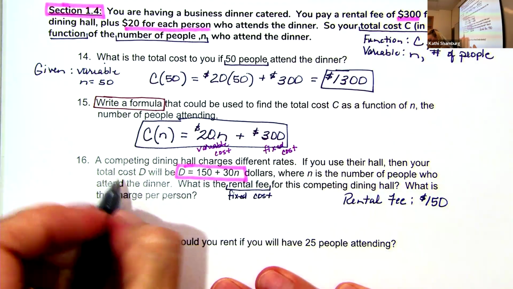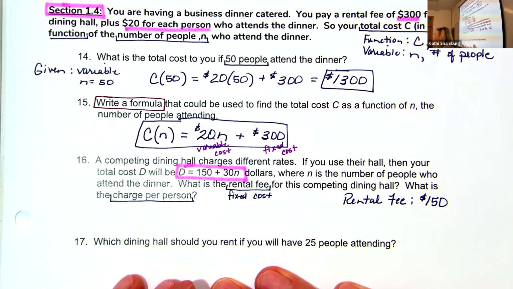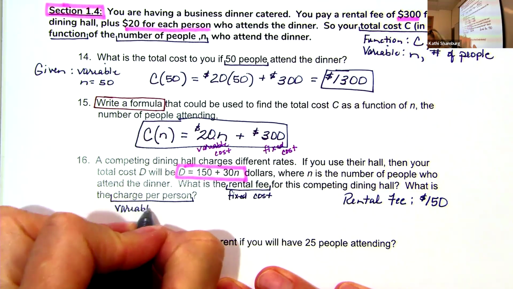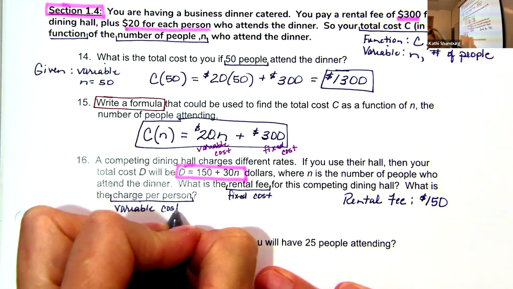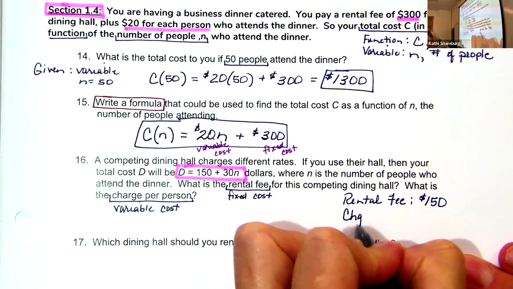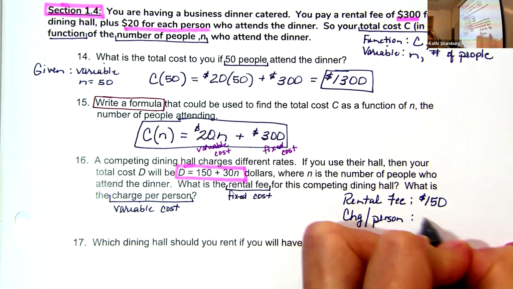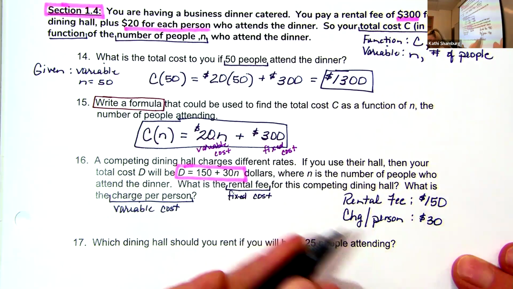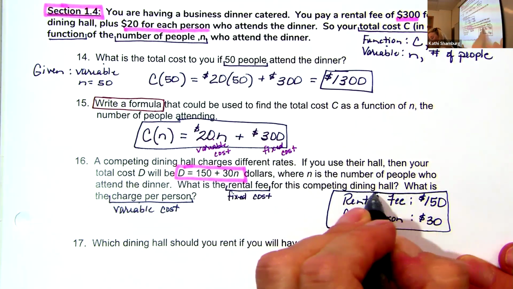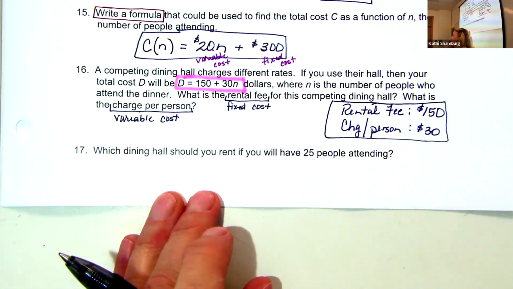And then what is the charge per person, and what's that known as? Variable cost. And how much is that per person? Yeah, so charge per person is $30. So this is what it asks for. Again, I'm just going to reinforce what those are as fixed costs and variable costs.